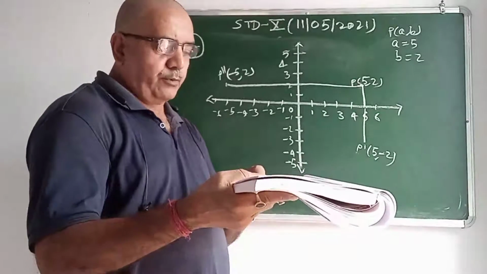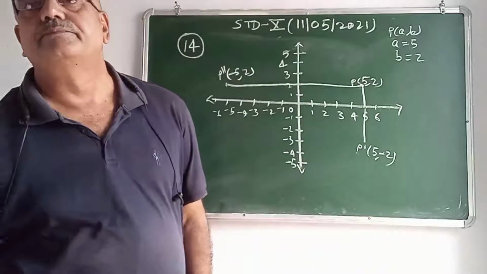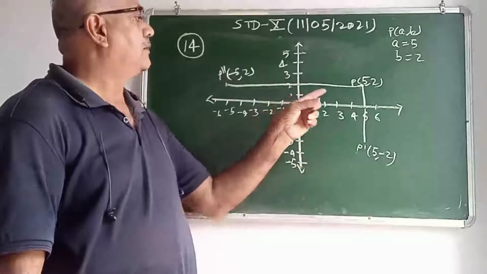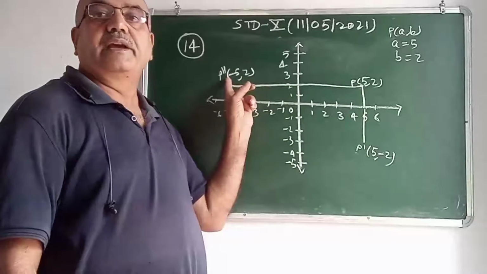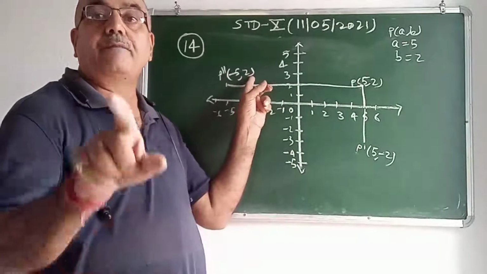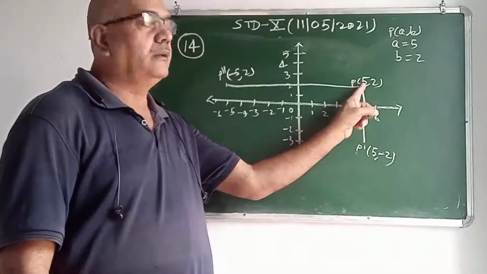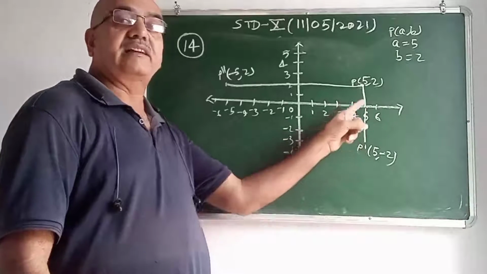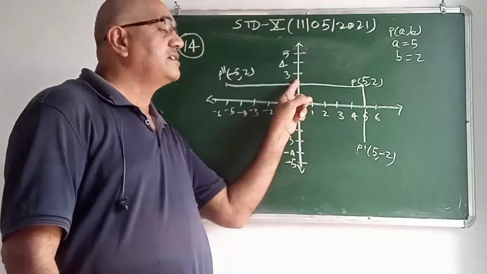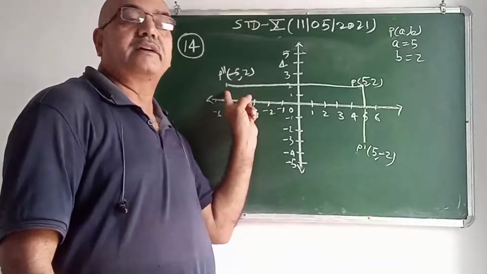Name a single transformation that maps P dash to P double dash. Now see here. P double dash we get as (-5, 2) after reflection. See, from P to P dash, then from the x-axis, first the x-axis, then after reflecting in the y-axis we are getting the point P double dash (-5, 2).